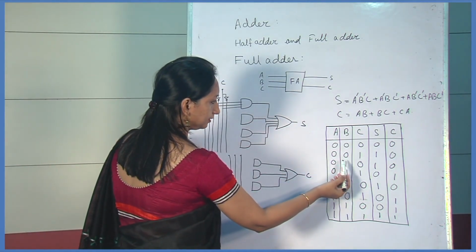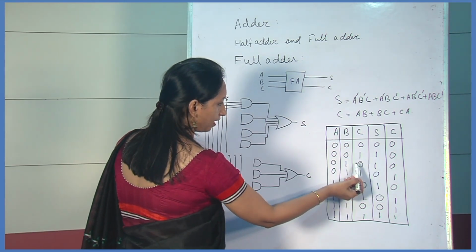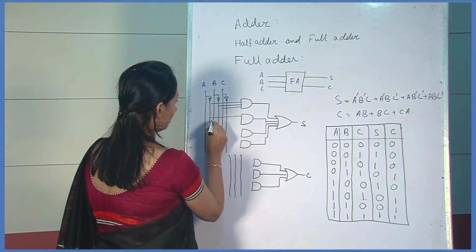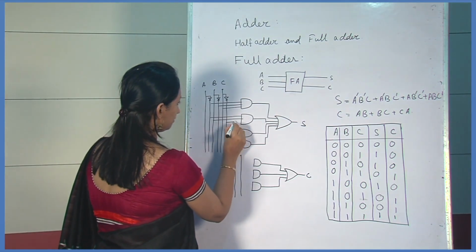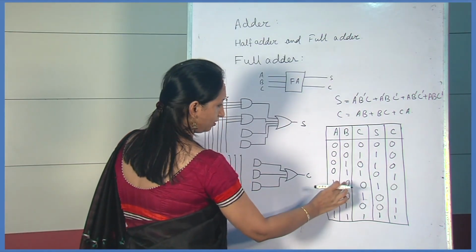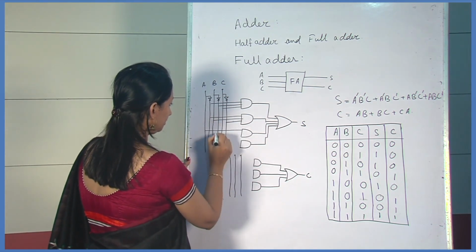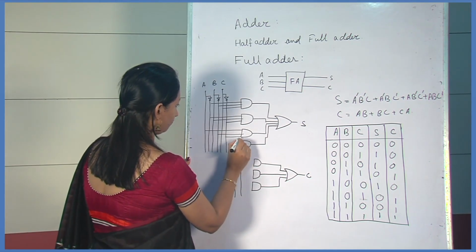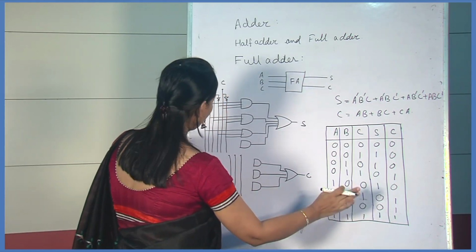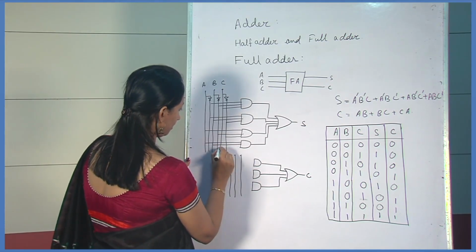For the next case, when the sum is high, A is 0, B is high, C is 0. For the next combination, A is 1, B and C are 0. Then for the last combination, all A, B, C are 1. So here this is A high, B high and C high.